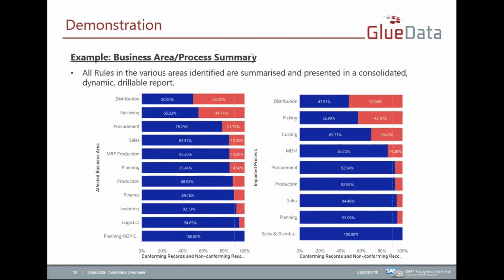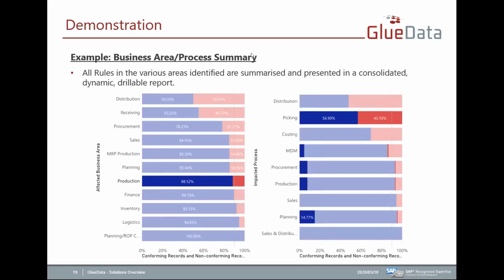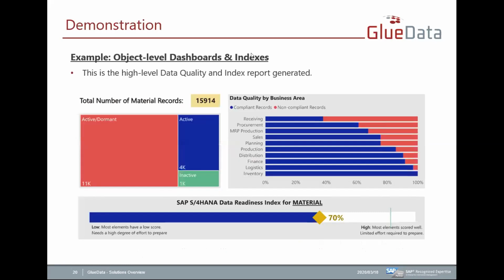This is an example of all the rules in the various areas. They're consolidated. This is a dynamic drillable report. This can again be tweaked to show certain views. By clicking on a specific one of these areas, you can see the business area, and which processes are impacted, for example. And this is just a Power BI dashboard, but the dashboarding can be done in whichever front end or visualization tool business has available.